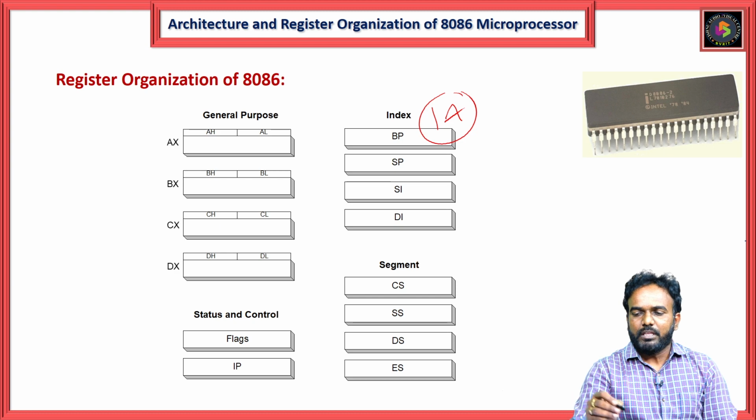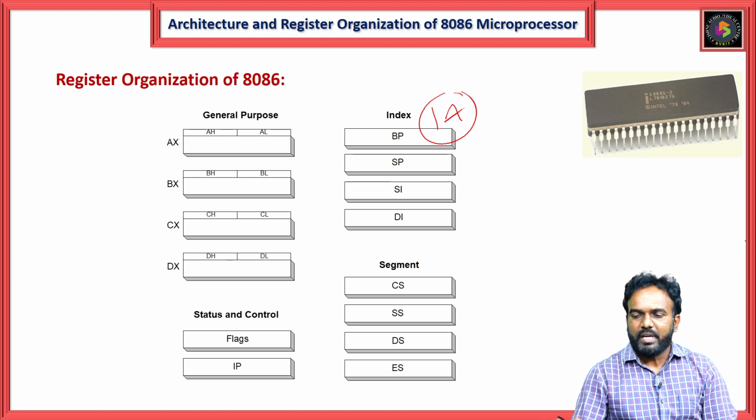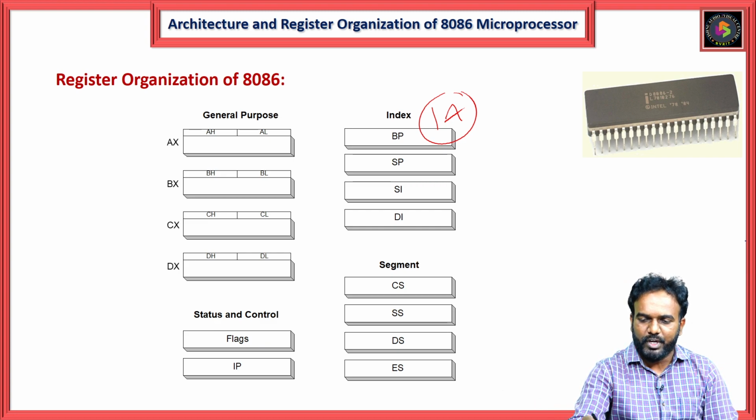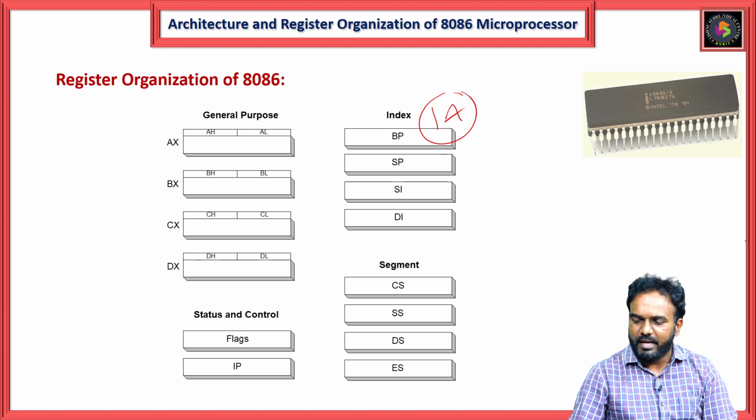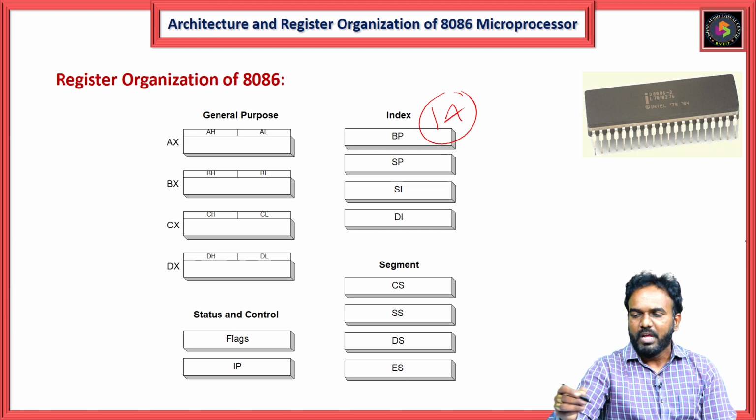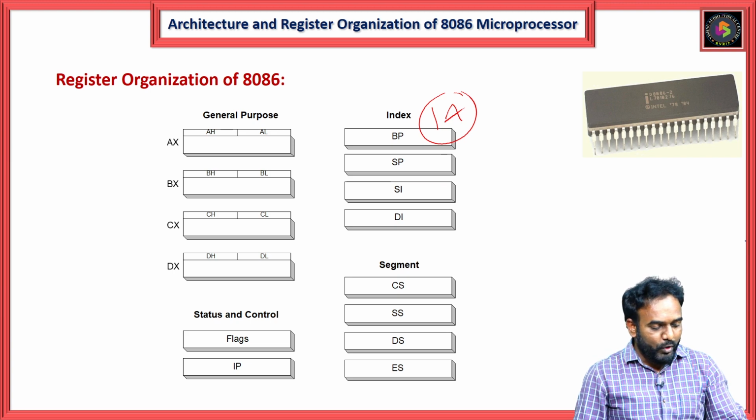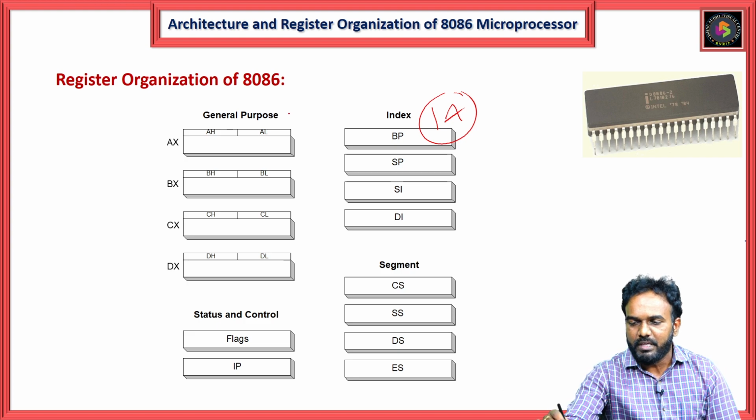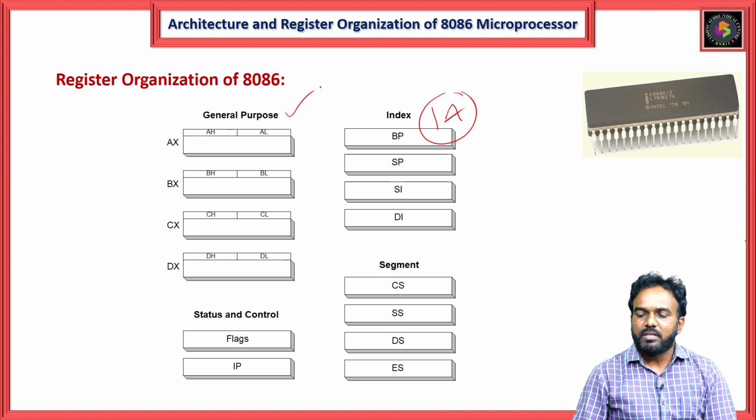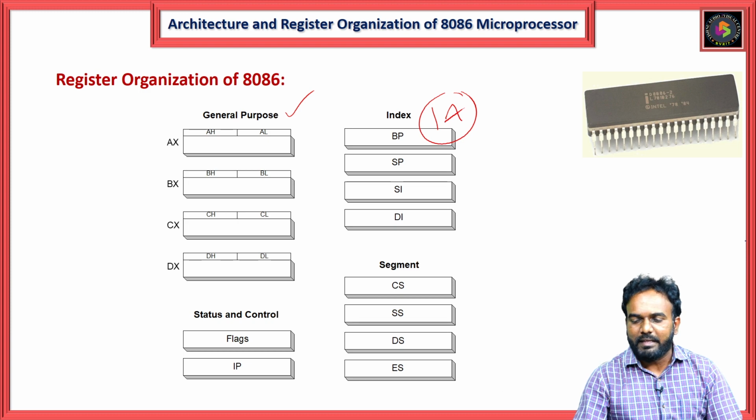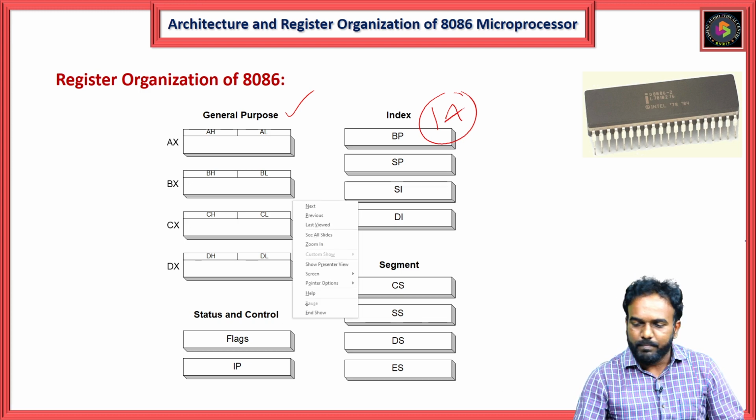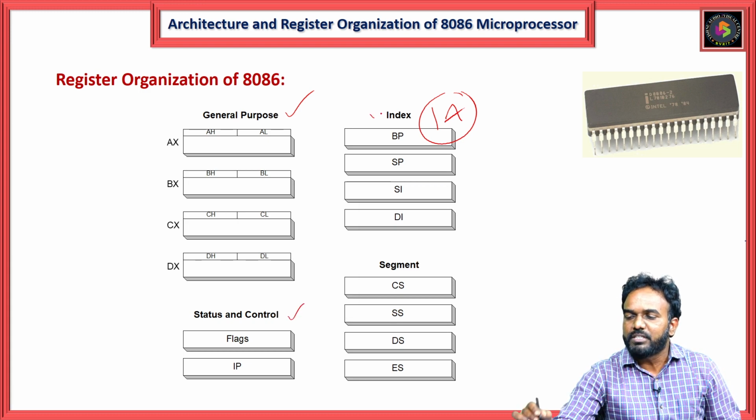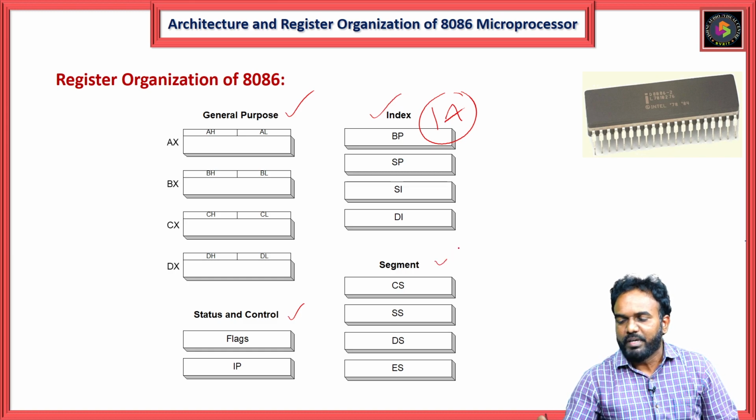Here is the total register organization of the 8086 microprocessor. If you count here, we have 1, 2, 3, 4, 5, 6, 7, 8, 9, 10, 11, 12, 13, 14 registers available. Those 14 registers are classified into 4 different groups. One is the general purpose registers, another category is status and control registers, another is the index registers, and the next one is the segment registers.